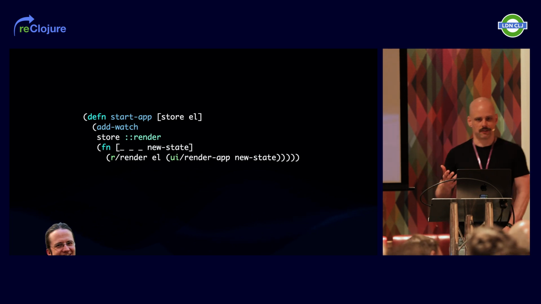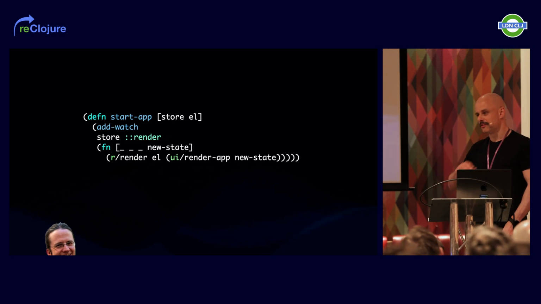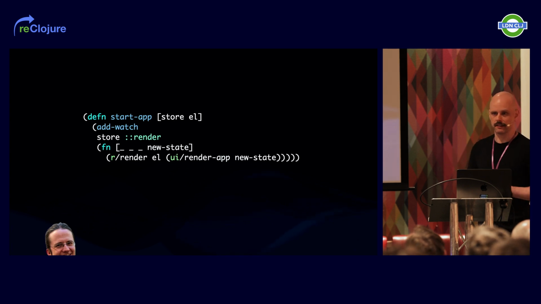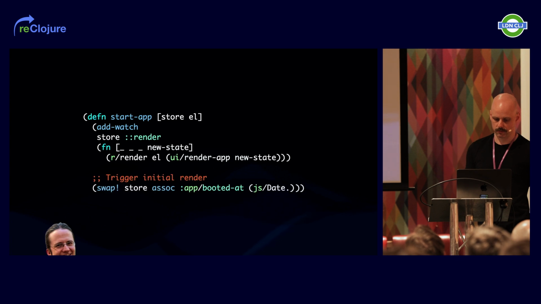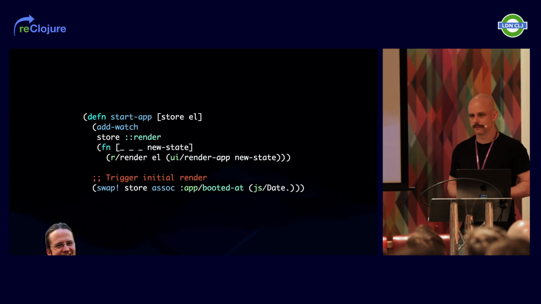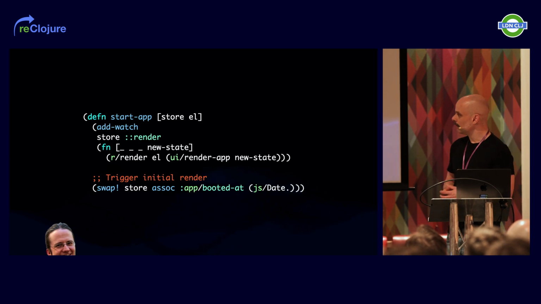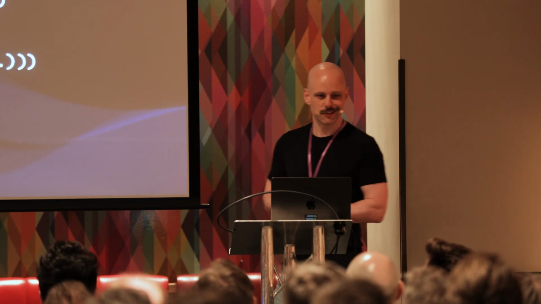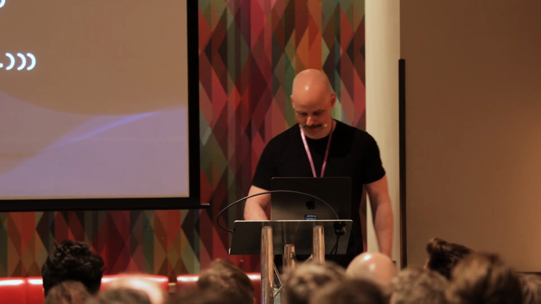So we'll use add-watch to subscribe to changes in the atom, call the render function, pass it to Replicant, and to get the wheels running, we'll perform one initial swap. And now we have an app that re-renders whenever the state changes. But we don't have anything that causes the state to change. So that should probably be our next task.